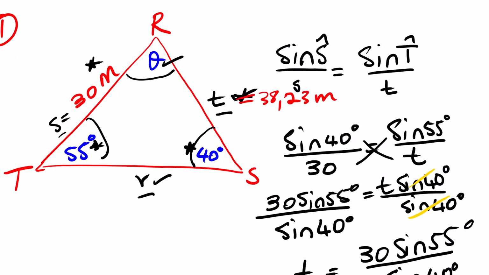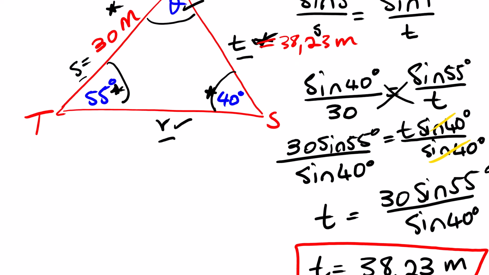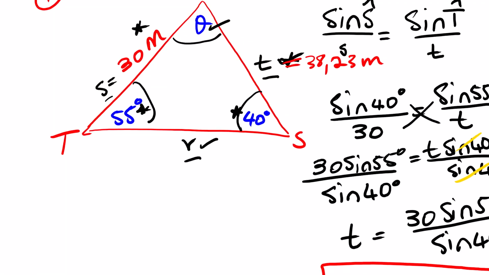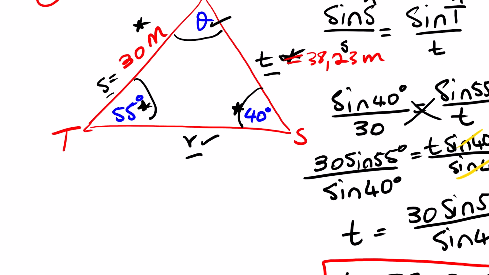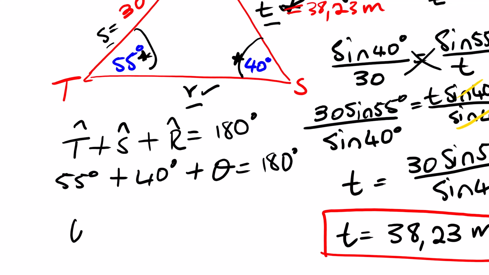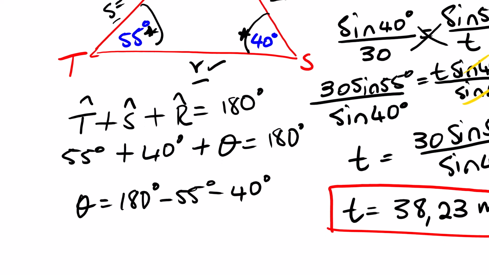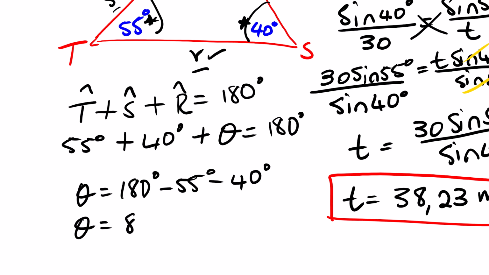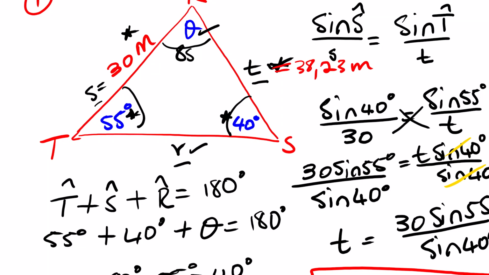How do we find the value of theta? What we need to know is that the sum of all interior angles of a triangle is equal to 180. So when we add angles T, R and S, the answer will be 180. Angle T plus angle S plus angle R equals 180. T is 55 degrees plus S is 40 degrees, plus theta equals 180. From here, theta equals 180 minus 55 minus 40 degrees. Angle theta is equal to 85 degrees. So we have 85 degrees here.